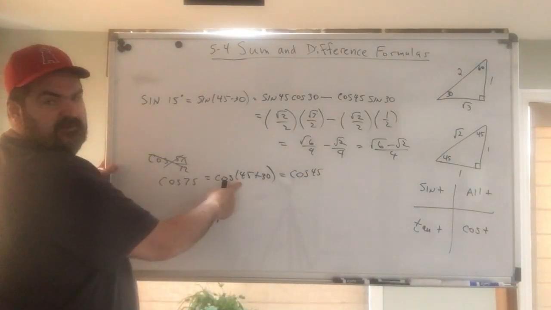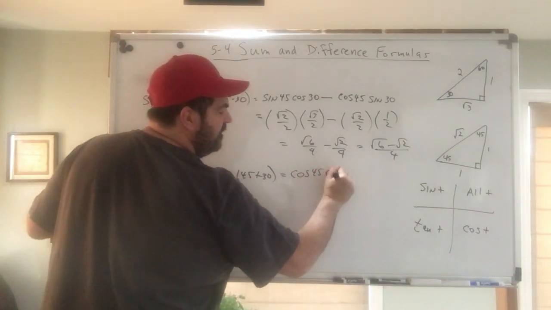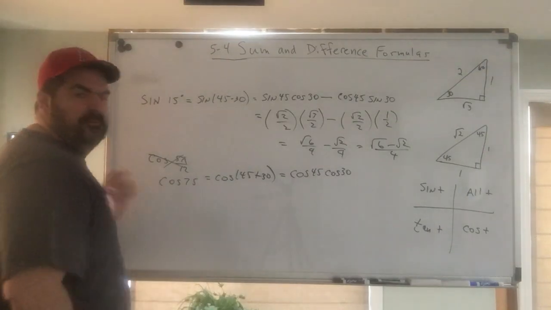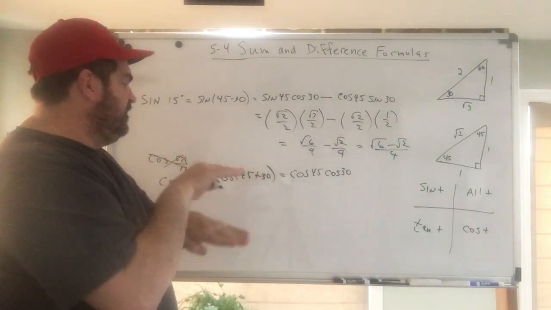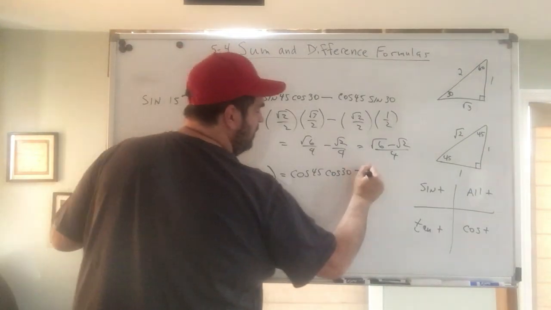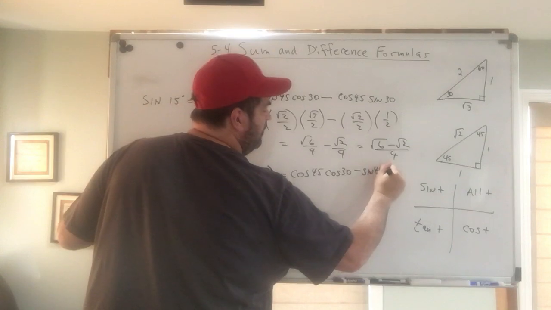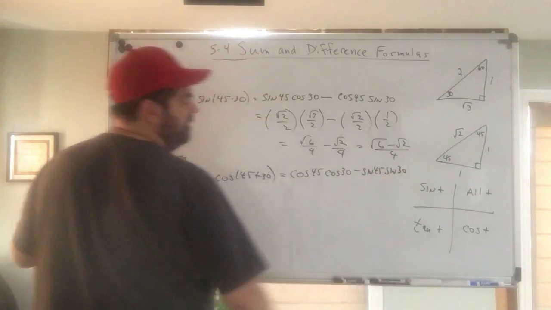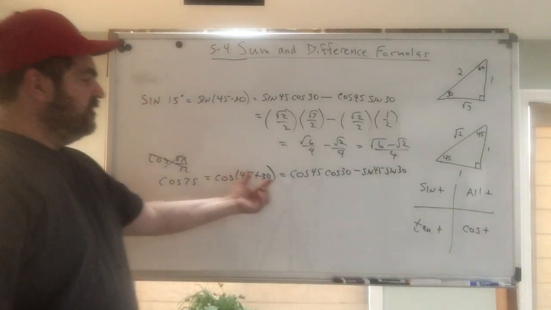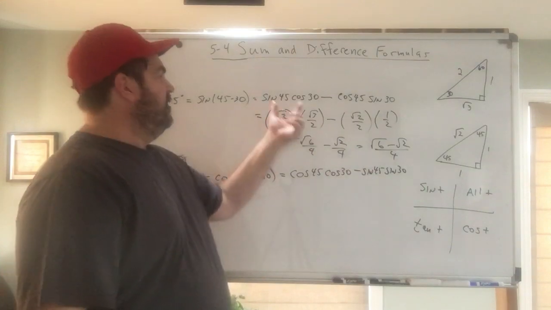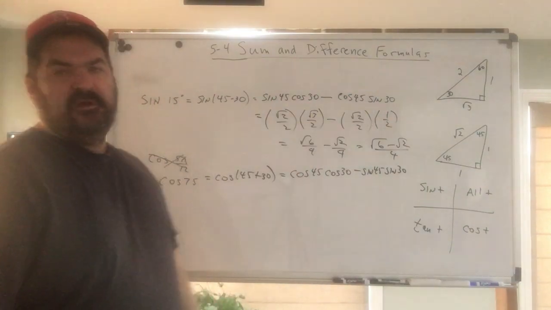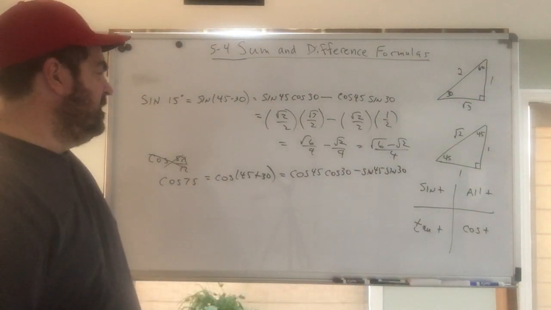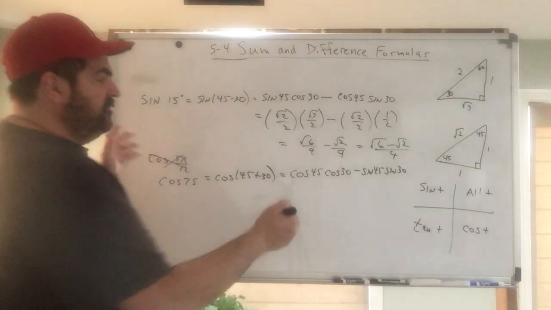So the cosine formula is cosine of alpha, cosine of beta. Now, if you remember when I showed that formula, it actually switches signs. So this one will be minus sine of 45, sine of 30. So these 2 angles are always just going to go 45, 30, 45, 30. They're just going to go in the 2 locations, right? So you don't have to keep looking it up all the time.